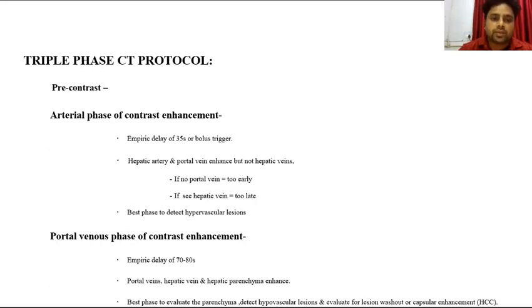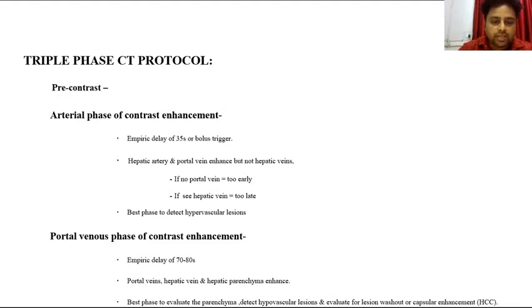Triple phase CT protocol. First is the pre-contrast phase. Second phase is the arterial phase of contrast enhancement. It uses an empirical delay of 35 seconds or bolus trigger. Hepatic artery and portal vein enhance, but not the hepatic vein. If no portal vein enhancement, it is too early. If the hepatic vein is seen, it is too late. Best phase to detect hypervascular lesions.